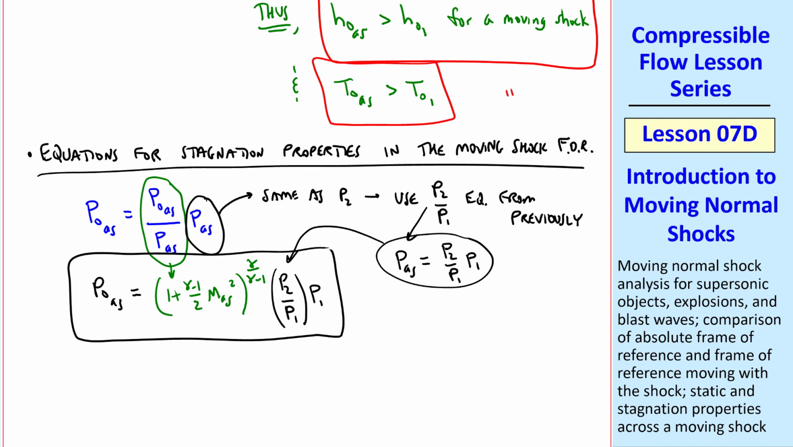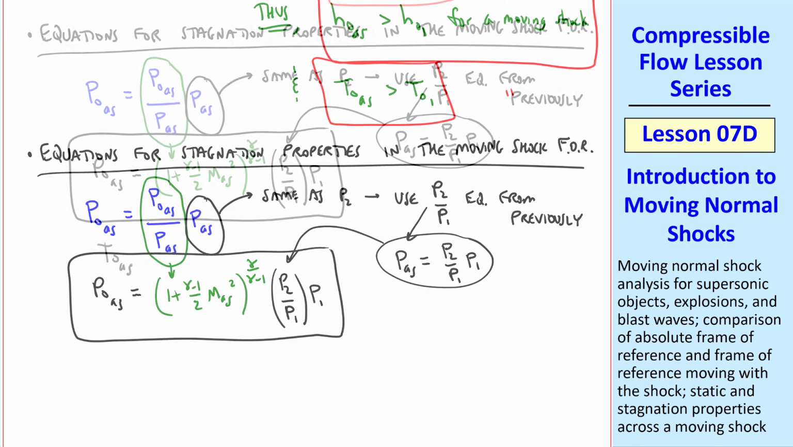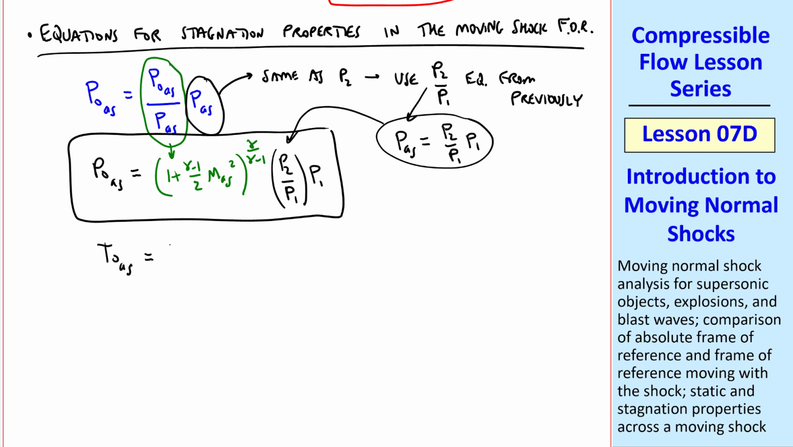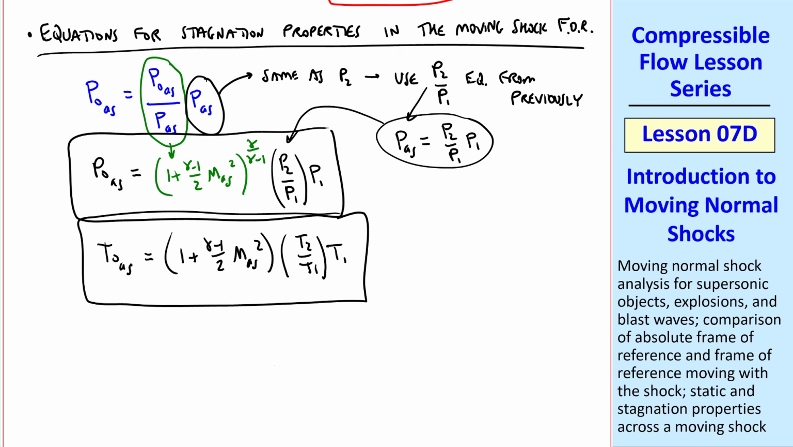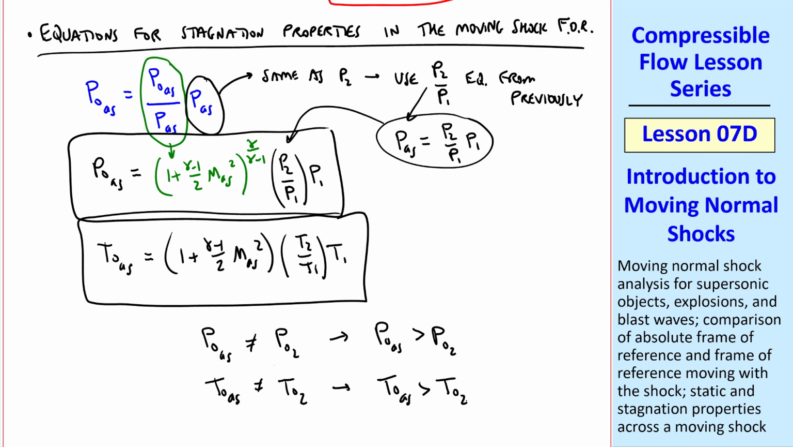We do a similar thing with stagnation temperature after the shock. It turns out that T0AS is 1 plus gamma minus 1 over 2 MAS squared times T2 over T1 times T1. Finally, if we compare this P0AS to P02 that we would calculate from our stationary shock equations, we would find that P0AS is not the same as P02. In fact, P0AS is greater than P02. Same thing with stagnation temperature. T0AS turns out to be greater than T02.